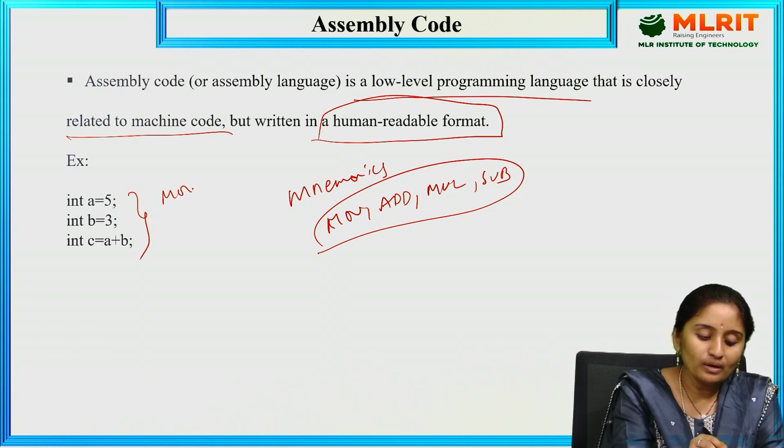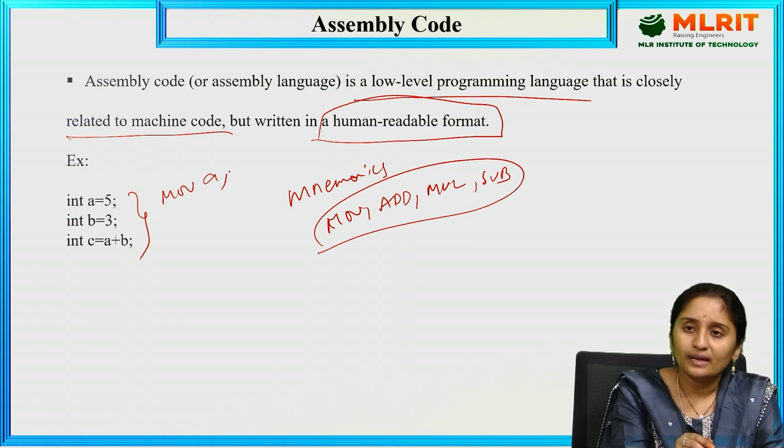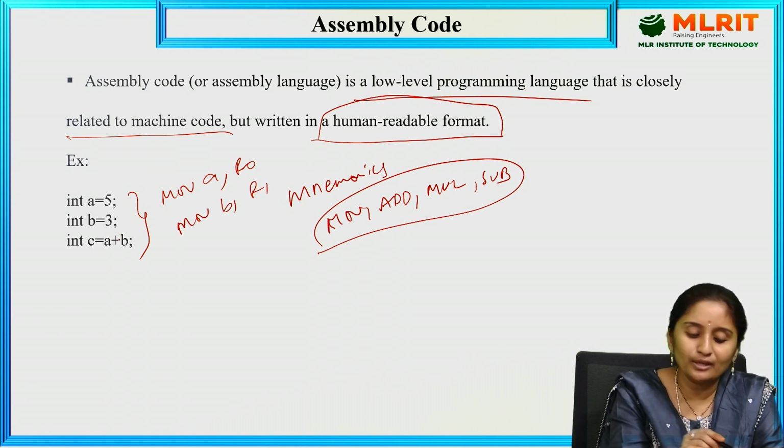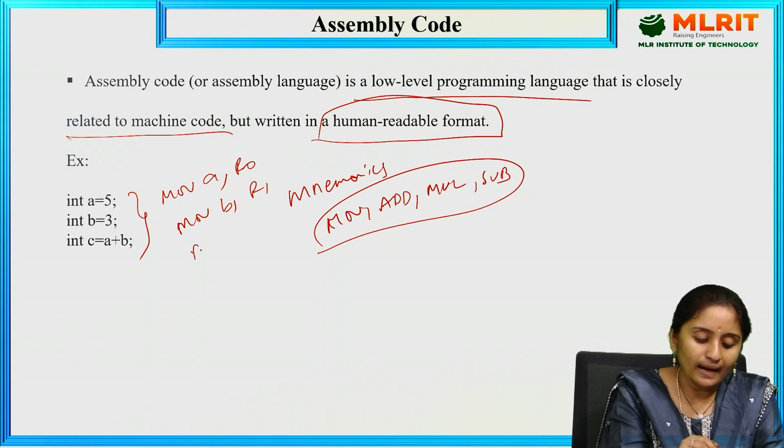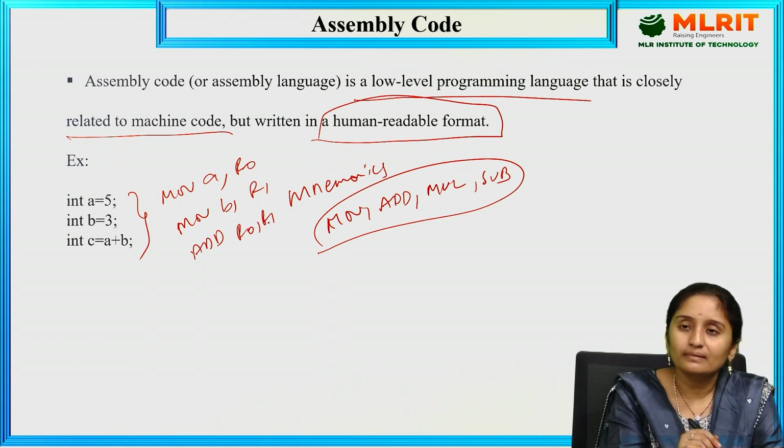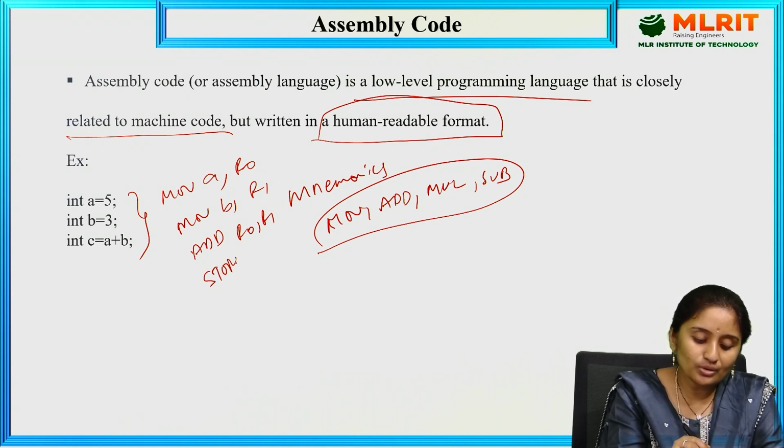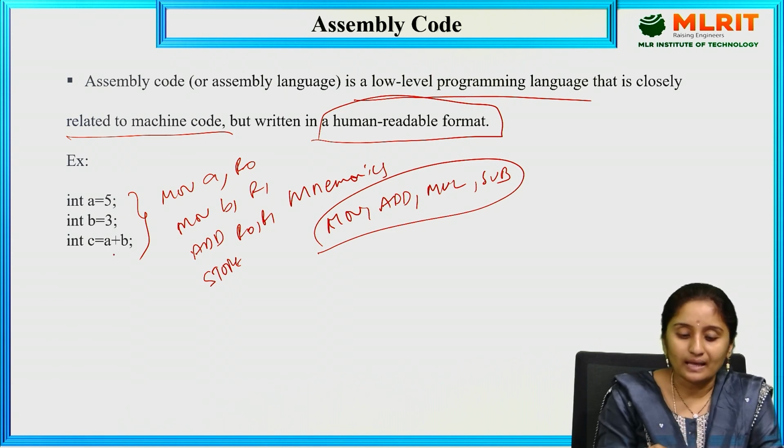Here the move instruction moves a value into the register like R0, and the move b comma R1 moves the register b value into R1. Then add adds the values of R0 comma R1, and it stores the result in C. So nothing but here the assembly code will be written in a human readable format.